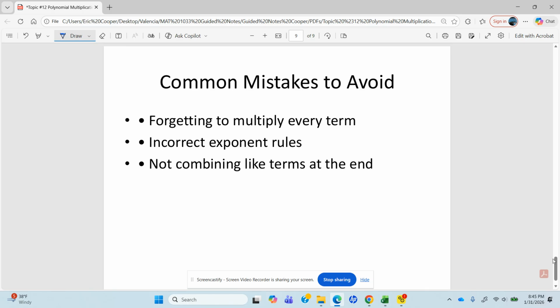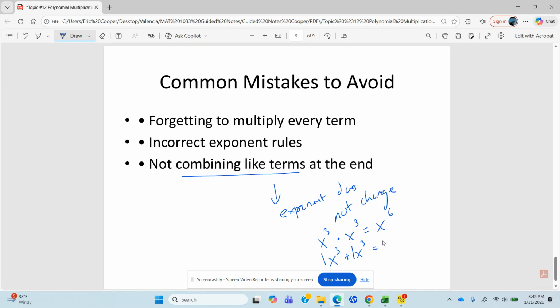And make sure we remember, when we combine like terms, the big thing here is the exponent does not change. Sometimes that's a little bit confusing. When we multiply, the exponent does change. When I do x to the third times x to the third, the exponent becomes x to the sixth. But if I do x to the third plus x to the third, as long as they're like terms, we would combine the coefficients in front, and I would get 2x to the third. So make sure we watch out when we combine like terms that the exponent does not change. If you do all this, you will be successful as you go through and multiply polynomials.